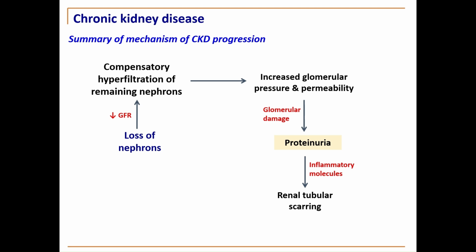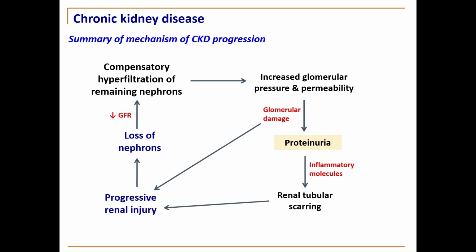and they can become activated once they're within the kidney system, triggering inflammation in the tubules, leading to fibrosis and permanent structural damage. And that renal tubular scarring and the glomerular damage lead to a progressive renal injury, leading to a loss of nephrons, leading to a reduction in GFR, leading to this vicious cycle in the progression of chronic kidney disease.